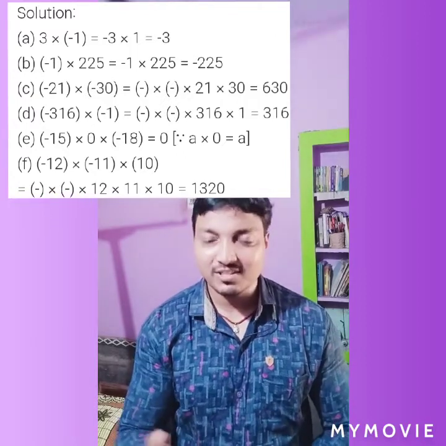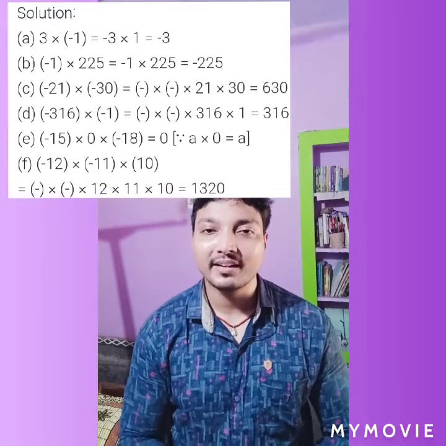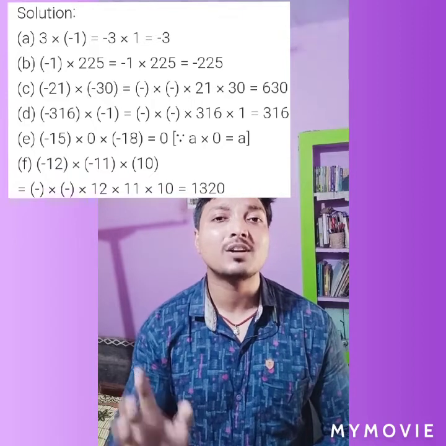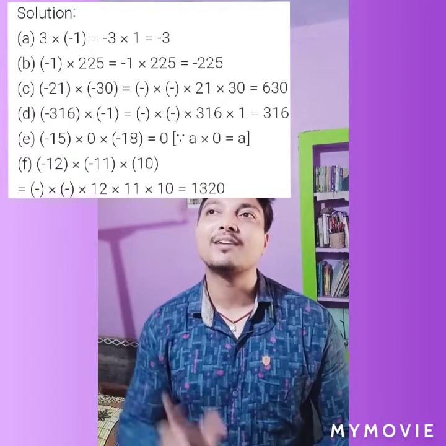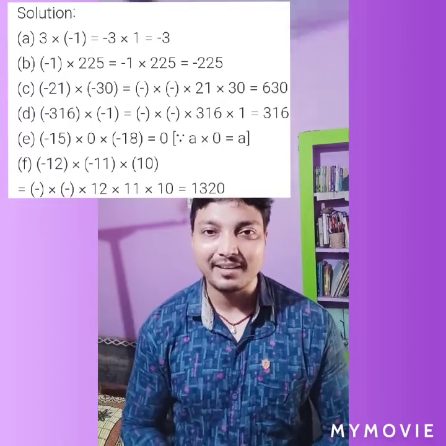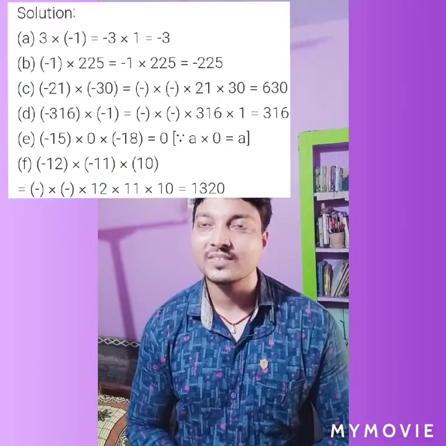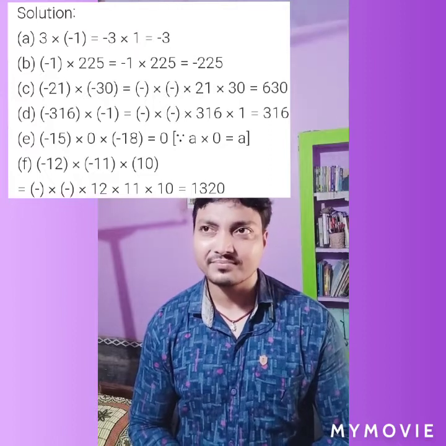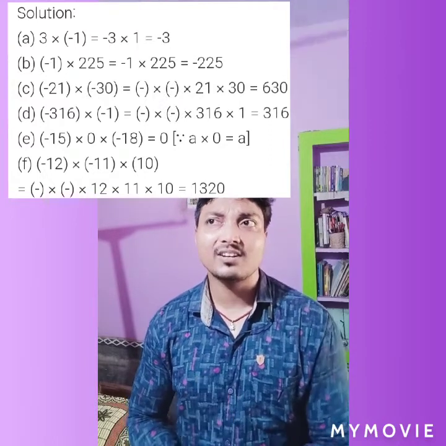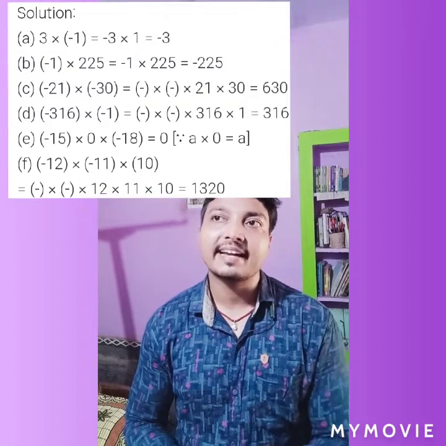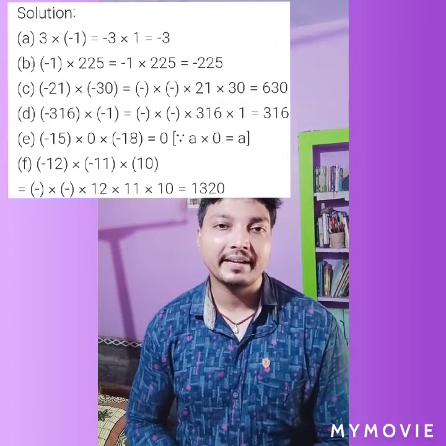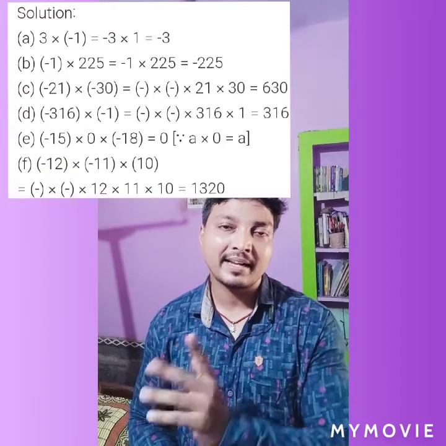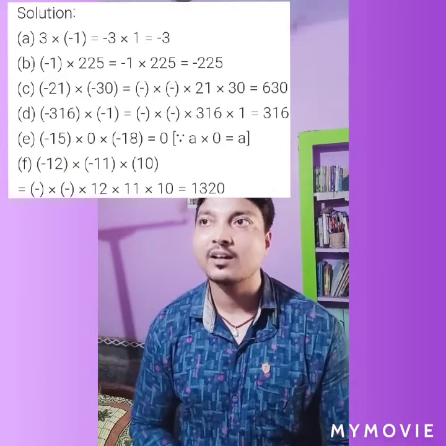Another extra thing to remember: whenever any number is multiplied with minus 1, we always get the additive inverse of that number. When 3 is multiplied with minus 1, we get minus 3, which is the additive inverse of 3. Another question: minus 1 into 225. The first numeral is 1, the second is 225. 1 into 225 is equal to 225. One is negative, the other positive, so the product has the minus sign.